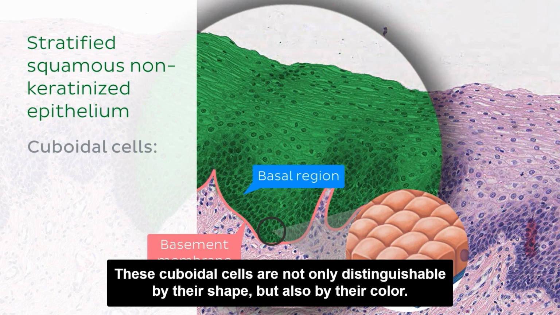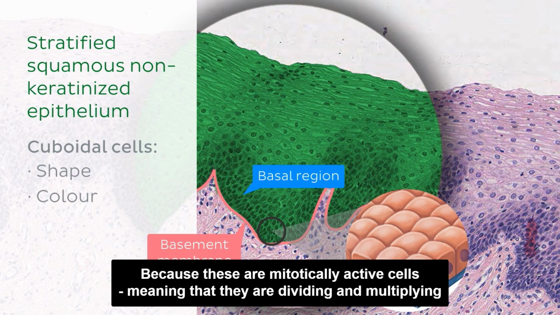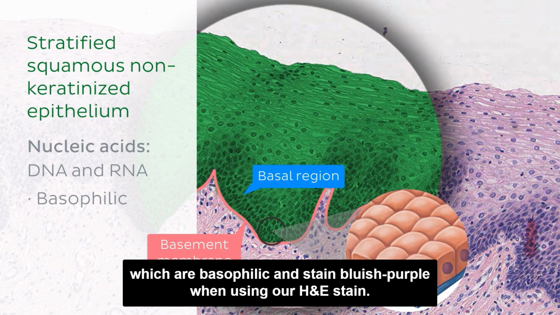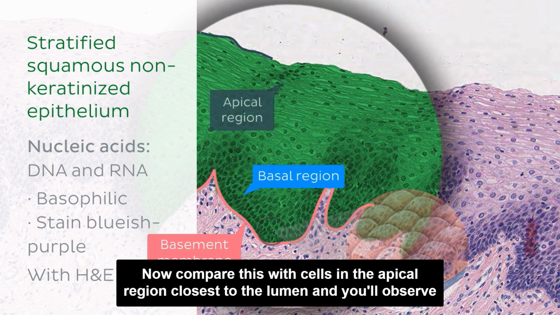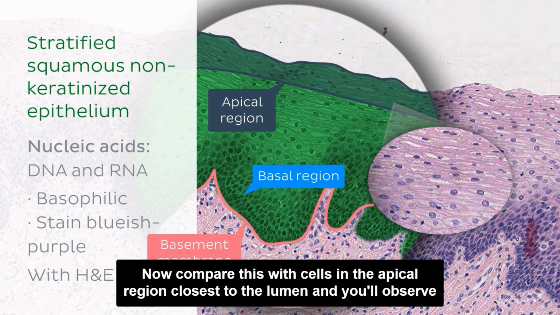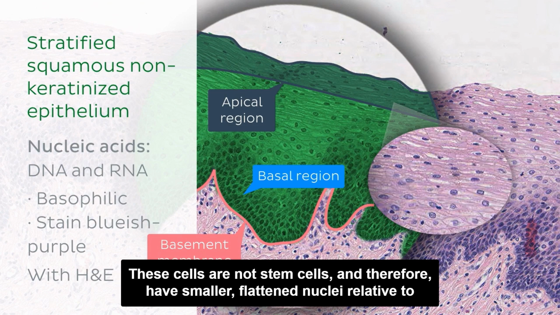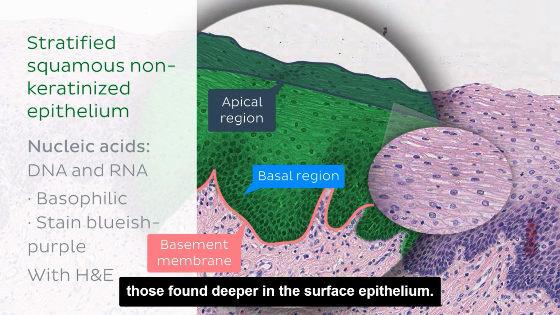These cuboidal cells are not only distinguishable by their shape, but also by their colour. Because these are mitotically active cells, meaning that they are dividing and multiplying to make more cells, they're synthesizing a lot of nucleic acids such as DNA and RNA, which are basophilic and stain bluish purple when using our H&E stain. Now compare this with cells in the apical region closest to the lumen, and you'll observe these look pinker with an H&E stain. These cells are not stem cells and therefore have smaller flattened nuclei relative to those found deeper in the surface epithelium.